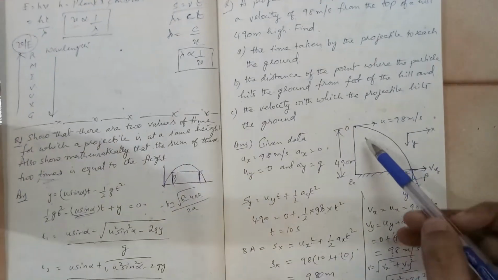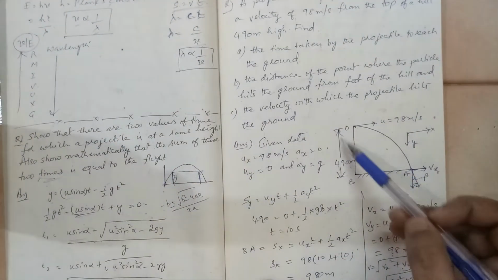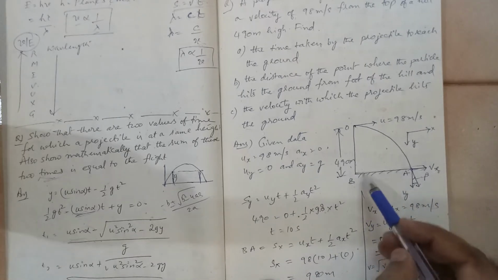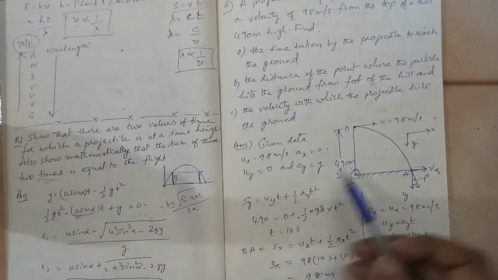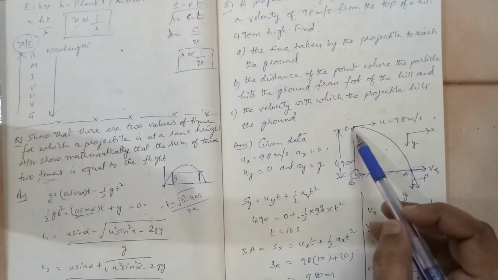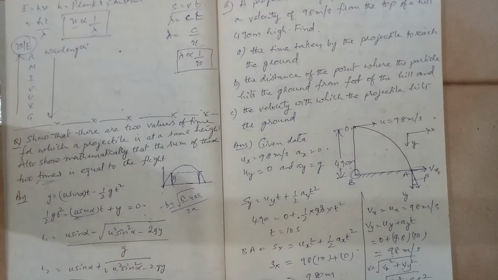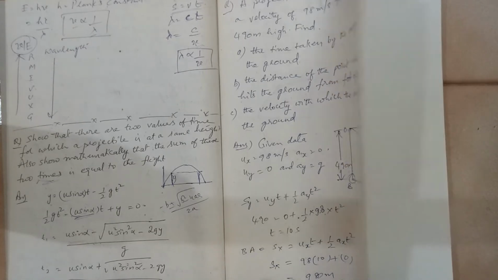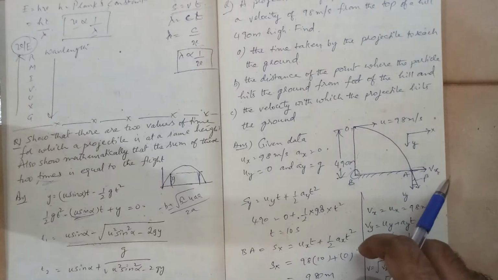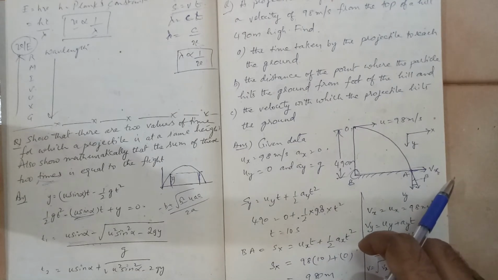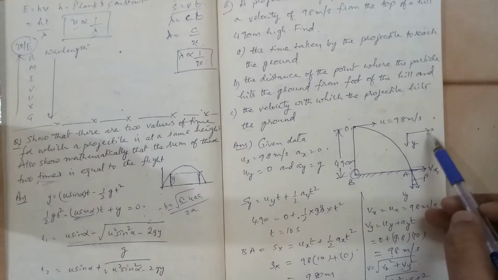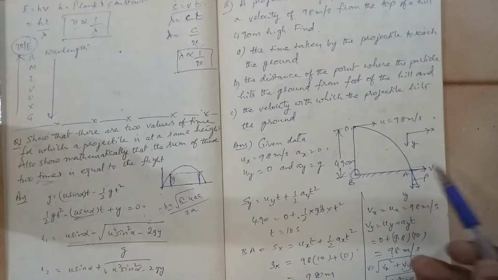So let us draw a figure. This is the tower. Height is 490 meters. This is the ground. This is called the foot of the tower. And from here one object is thrown in the horizontal direction. So is it a projectile motion? It is a projectile motion. Projectile motion basically means that horizontal acceleration should be 0 and it should be a 2D motion. Okay, so let us say our xy axis is like this.